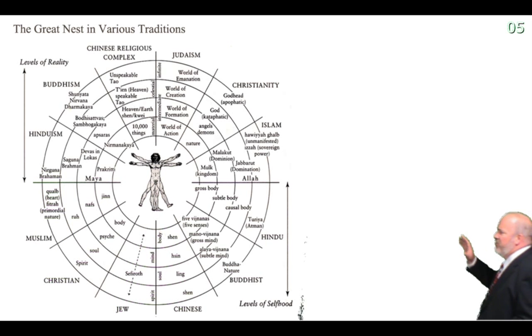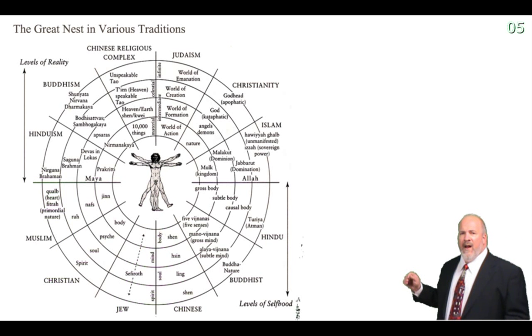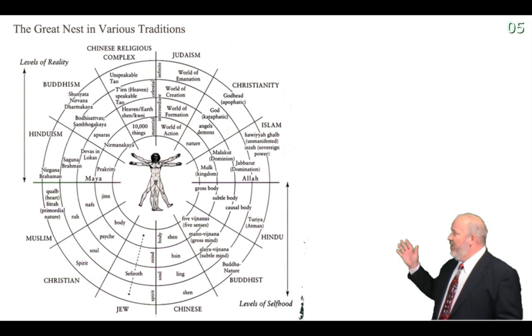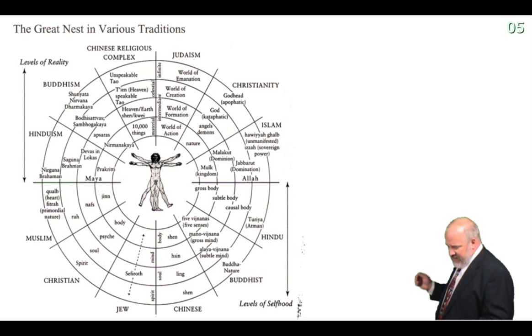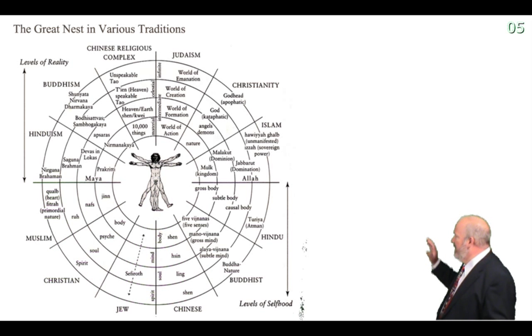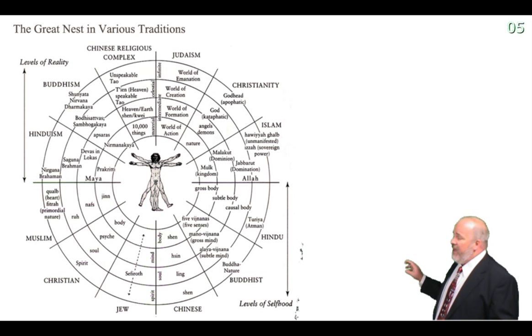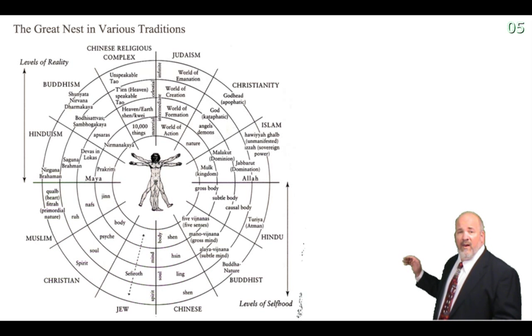Huston Smith and Brad Reynolds leveraged the Greatness of Being to compare how various wisdom traditions or religions treat the levels of reality and the levels of selfhood. This graphic represents the levels of reality above and the levels of selfhood below, and then concentric rings are used to allow you to compare.